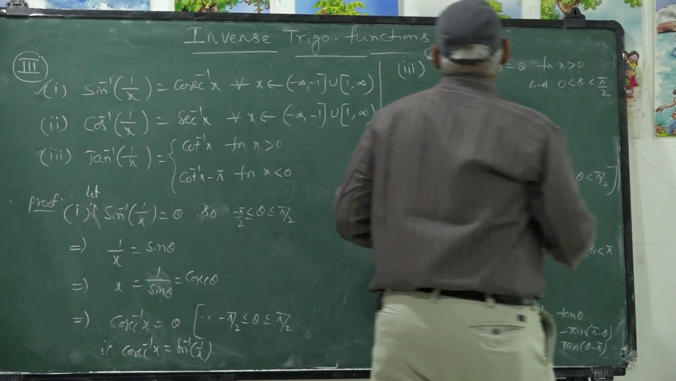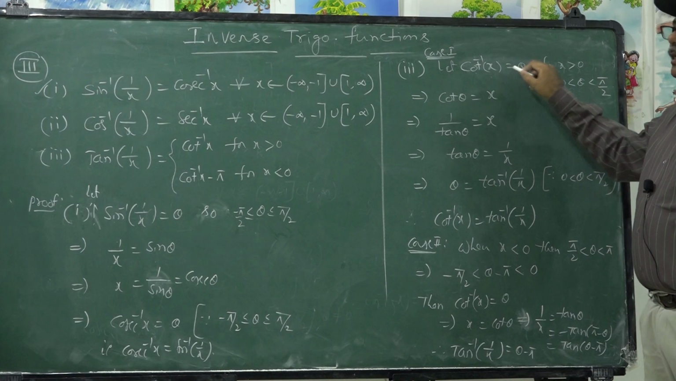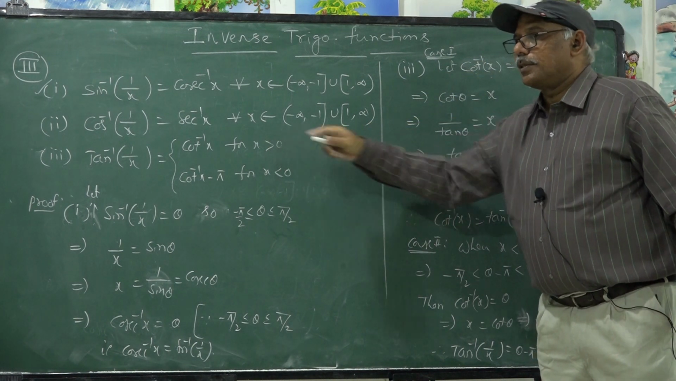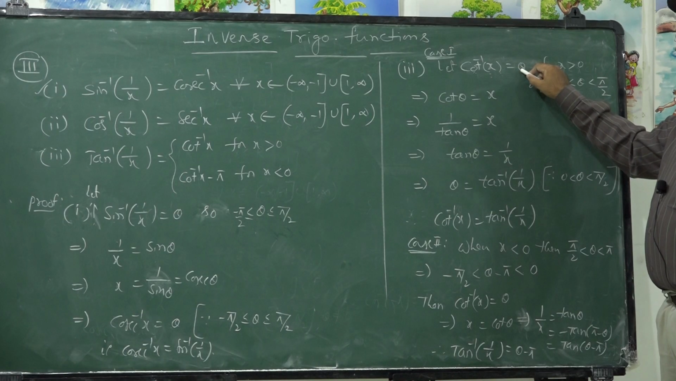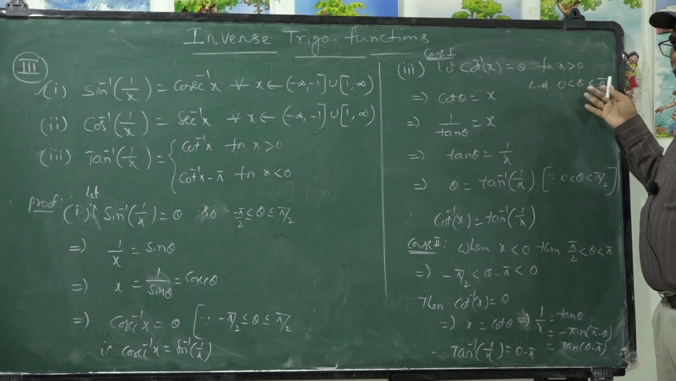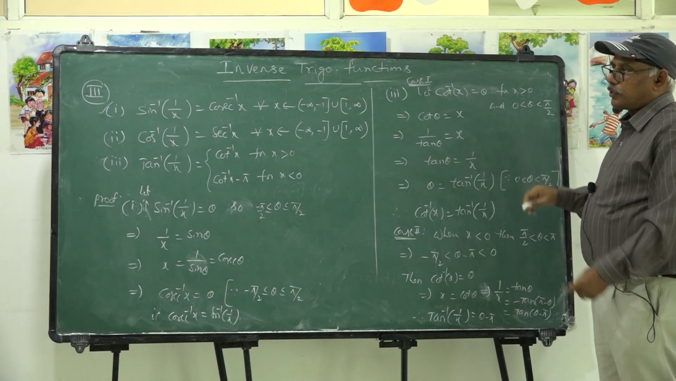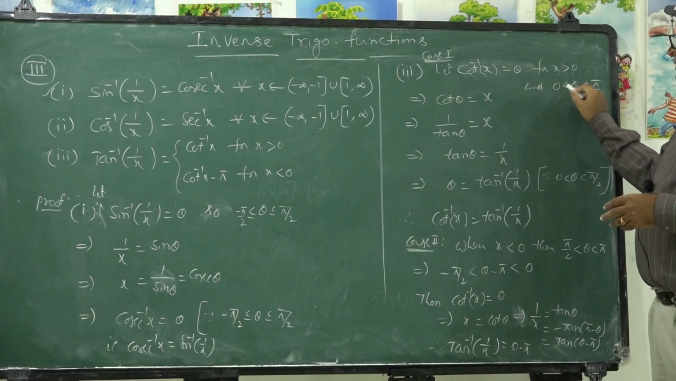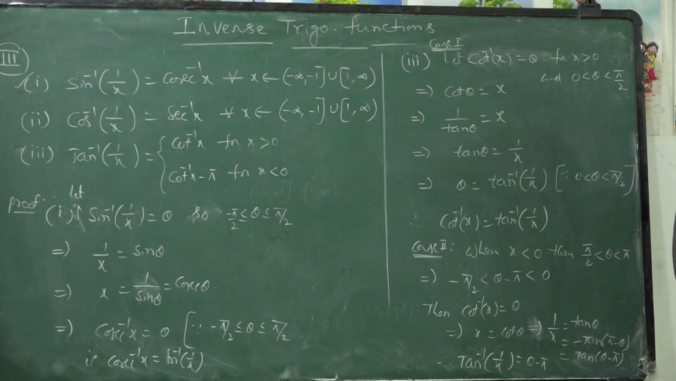So, let us consider cot inverse x is theta for x positive. The first case is this. X being positive, let cot inverse x is theta. Since x is positive, cot theta is positive. Cot theta is positive, then theta lies between 0 to pi by 2. Cot theta is positive in the first quadrant, hence our arguments are confined to the first quadrant. Theta lies between 0 and pi by 2.